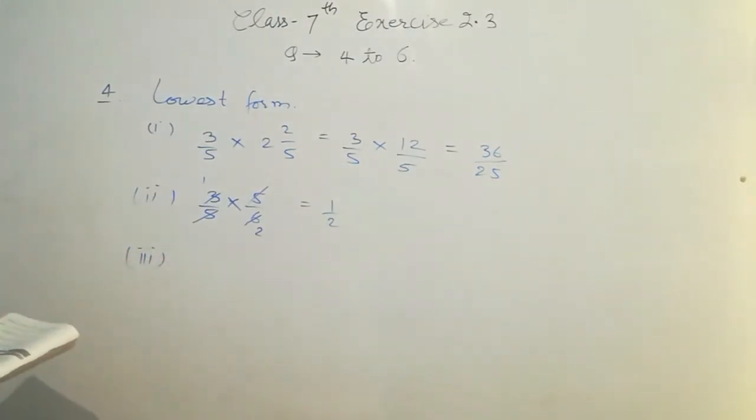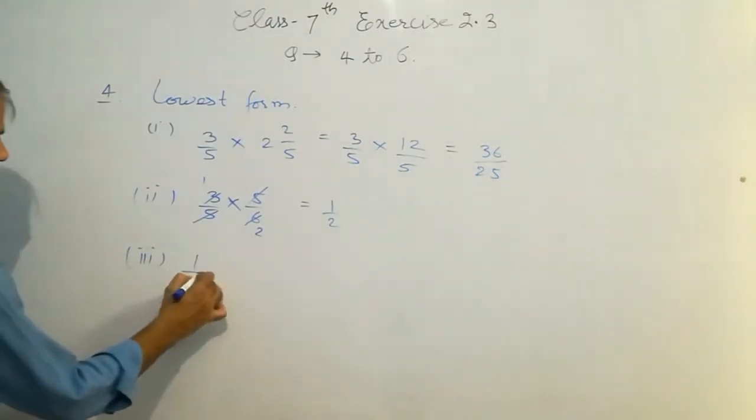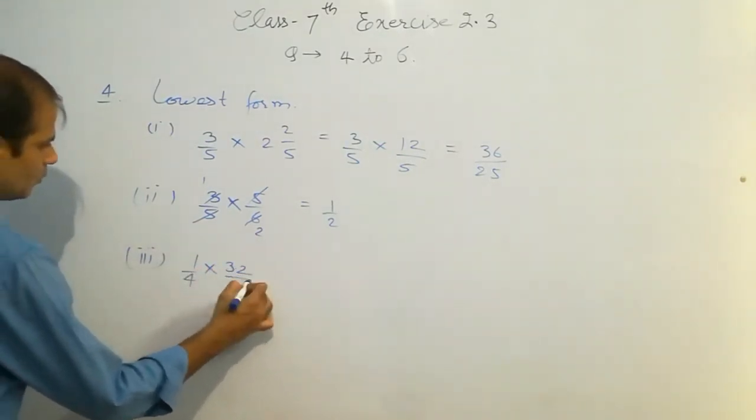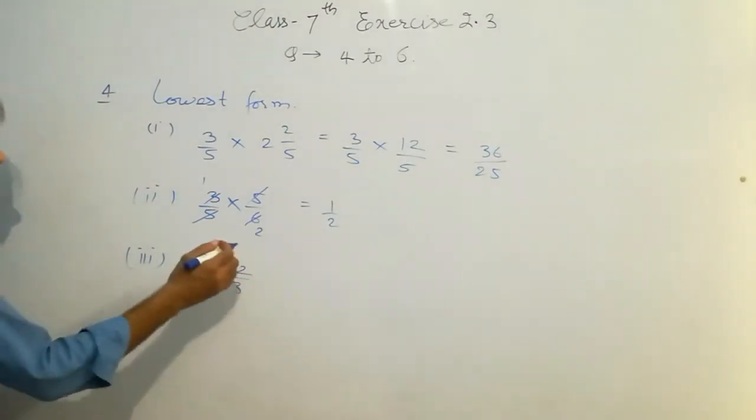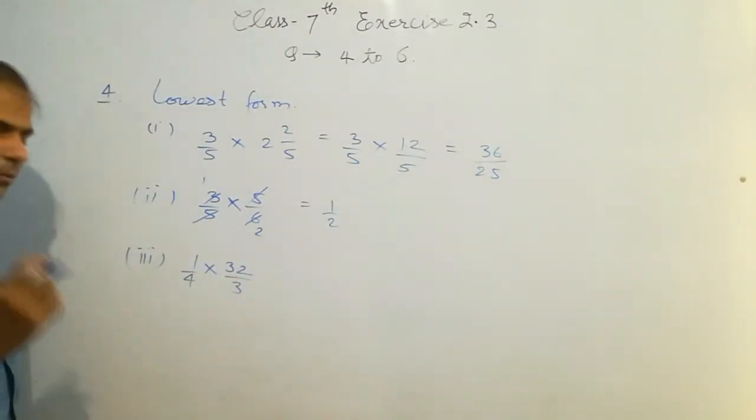The third part is 1 upon 4 into 32 upon 3. Now you can check the numerators and denominators.